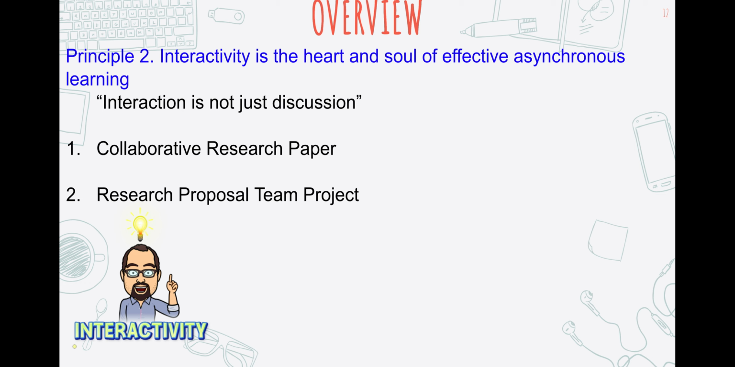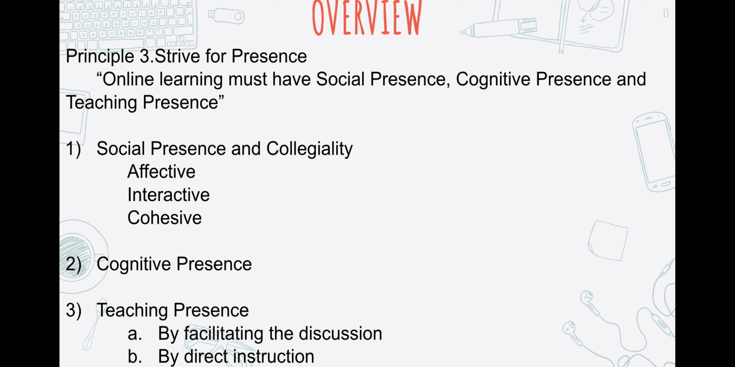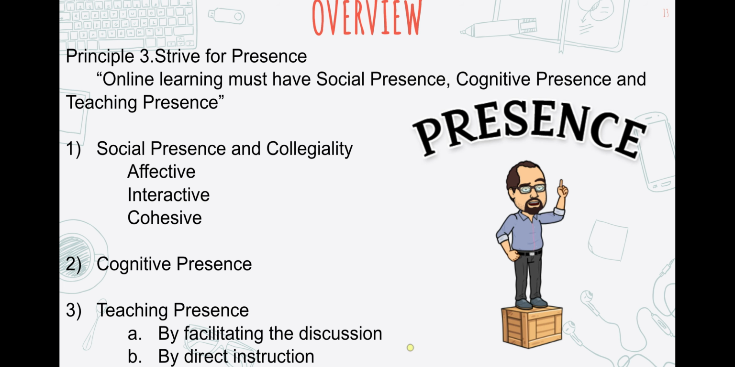And the third idea they came up with was strive for presence. There are three kinds of presence: social, cognitive, and teaching presence, all from the Community of Inquiry framework model, which is an important one because without all three working together, it'll be very difficult to make it happen. So keep presence in mind, because without it, we would have a difficult task.